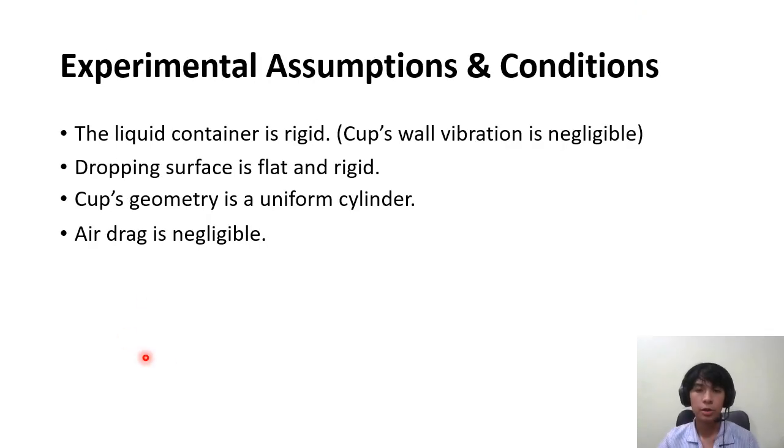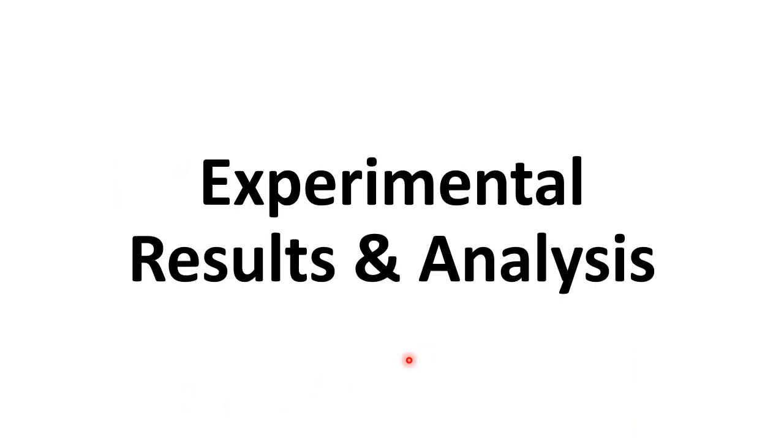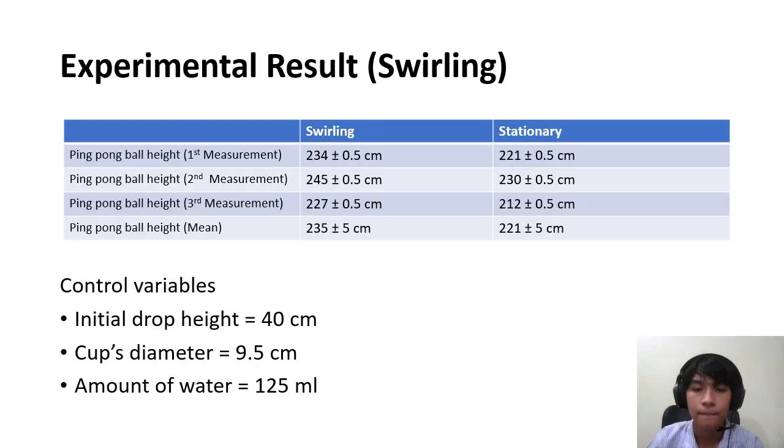These are the experimental assumptions and conditions. These are the experimental parameters. This is the experimental result for swirling the water. As you can see, there is a significant height difference between swirling the water before dropping it and not swirling the water before dropping it. There's a great difference between the two.